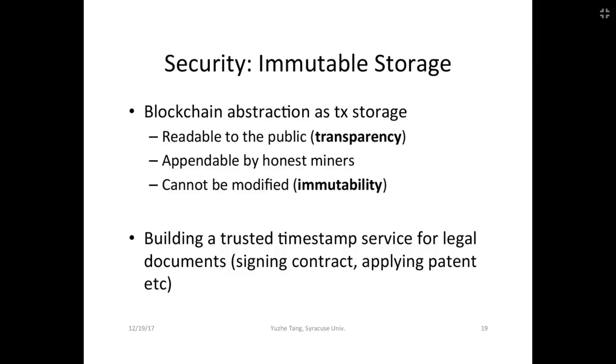And this immutability property is very useful when it comes to building some legal applications. For example, you can use blockchain as the underlying infrastructure to build a trusted timestamp service. And you can use the blockchain to sign contracts, to store patents in an application. And since the blockchain is always there and cannot be changed, it is useful to solve disputes.